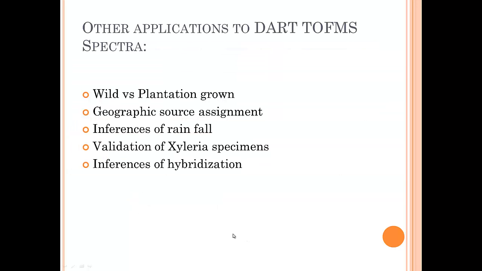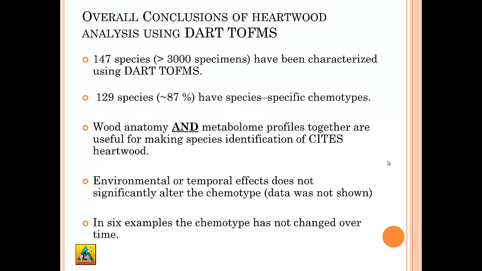Other applications of DART TOF so far have been determining wild versus plantation. We've done geographic source assignment. Some species are very specific to a particular geographic source. We have done some inferences of rainfall looking at specific molecules. And we have done validation of Cedrela specimens. And in one case we were able to identify some inferences of hybridization from two different species of Swietenia that occurred jointly in some of the Caribbean islands.